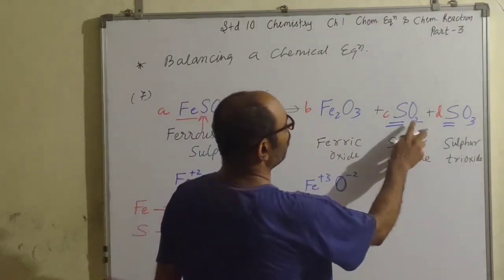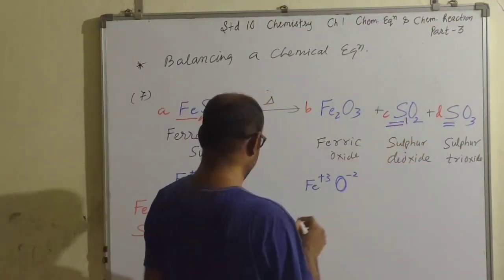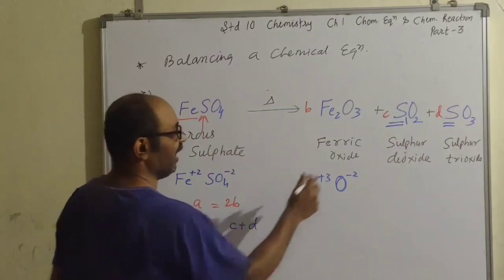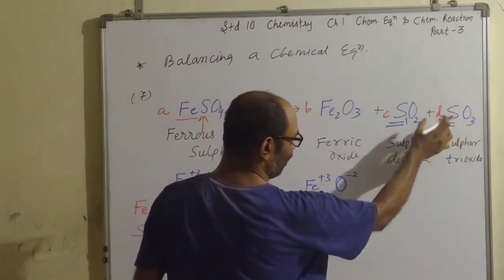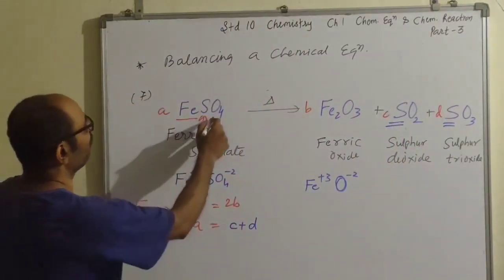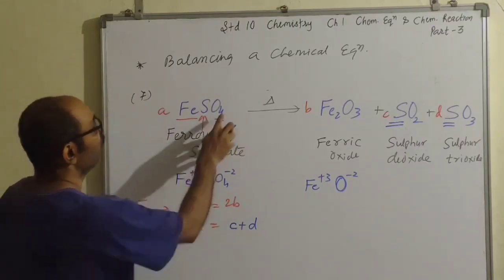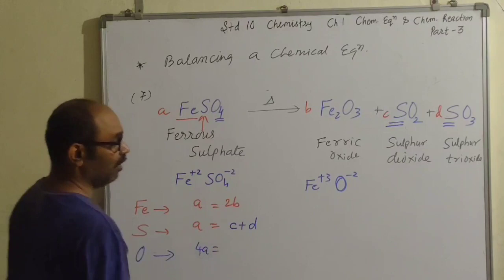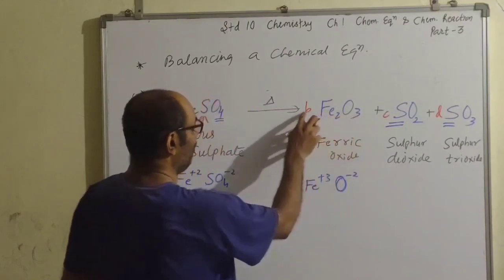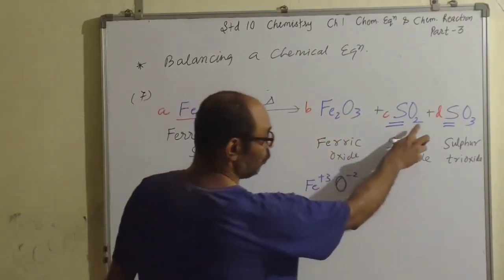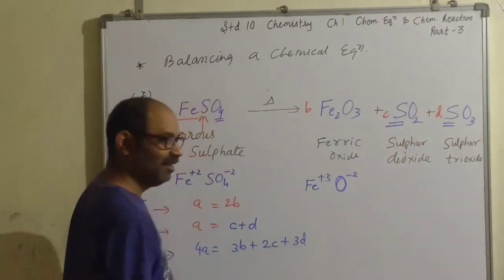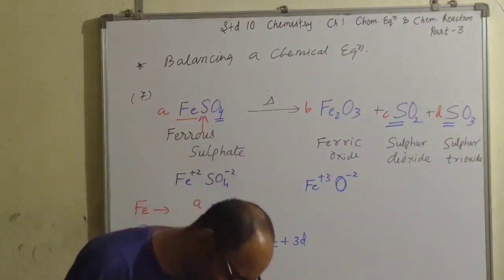So see here, 2 here, subscript is 1. 1 into C, C. 1 into D, D. So C atoms of sulfur here, D atoms of sulfur here. So C plus D atoms of sulfur in all on right hand side. Now what is left? Oxygen. Oxygen O, 4 into A, 4A. And oxygen are present in all 3 formula: 3 into B, 3B, plus 2 into C, 2C, plus 3 into D, 3D. Don't worry about this. It is easy, children.